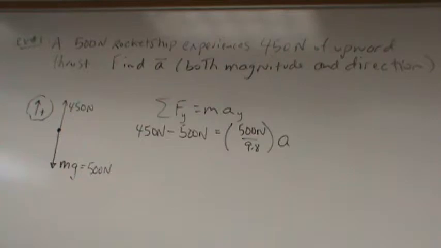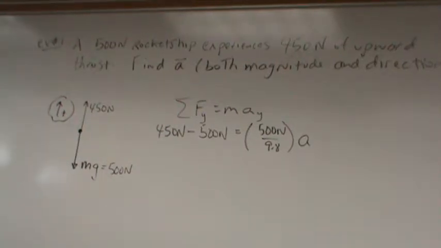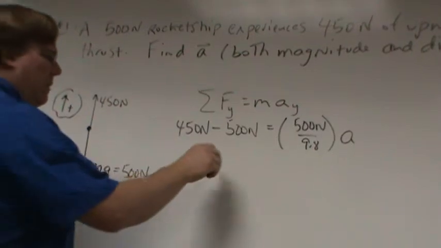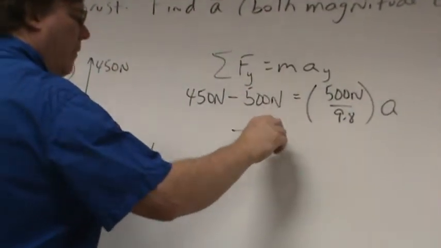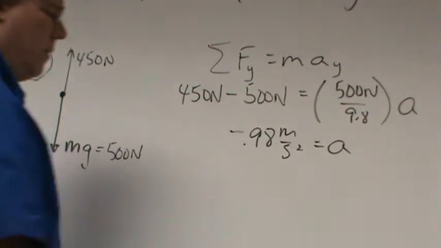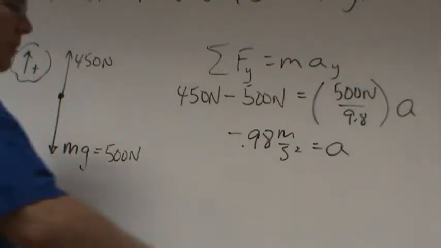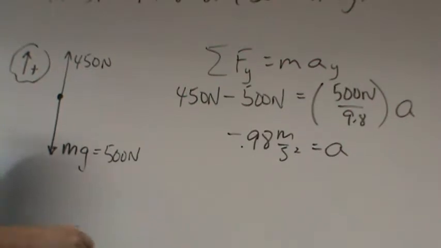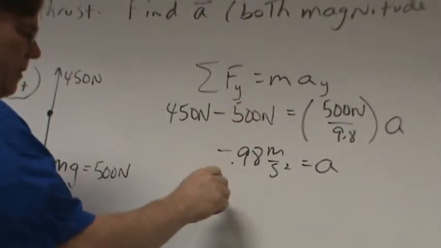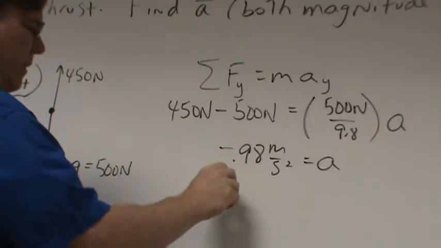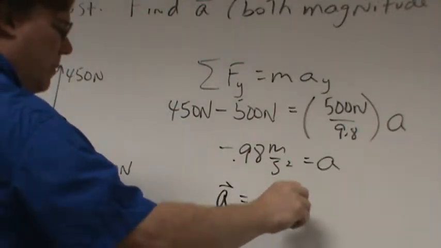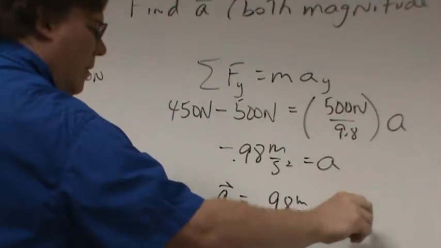Now let's do the punchy. Negative 0.98. By the way, what's the meaning of the acceleration being negative? What does that mean for me? It's not going up. Is it accelerating upward or downward? It's accelerating downward. So my thrust isn't enough to keep my rocket ship up. My rocket ship is crashing to the earth. So the acceleration is 0.98 meters per second squared down.